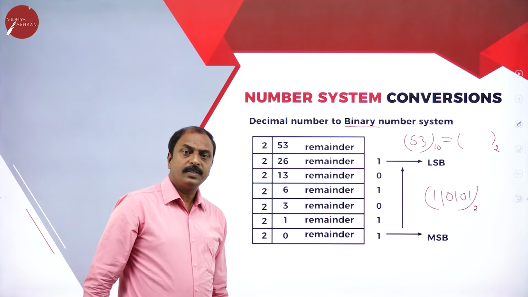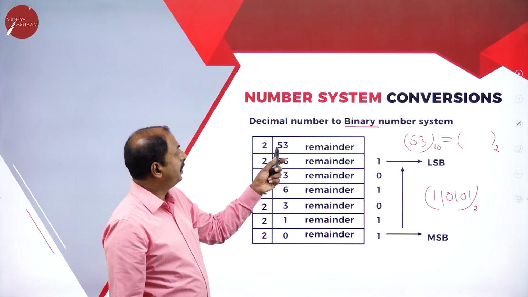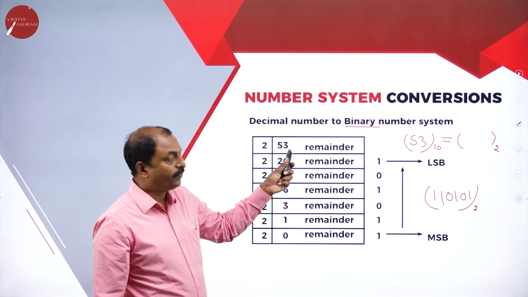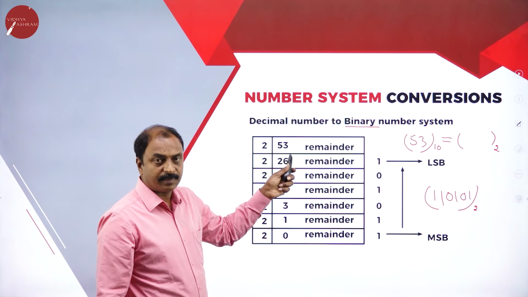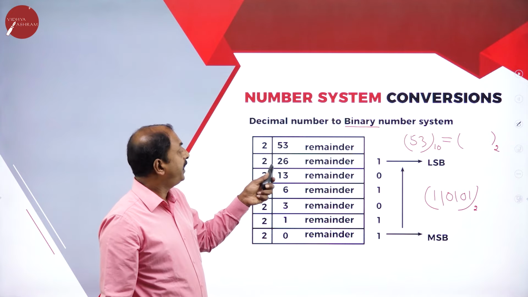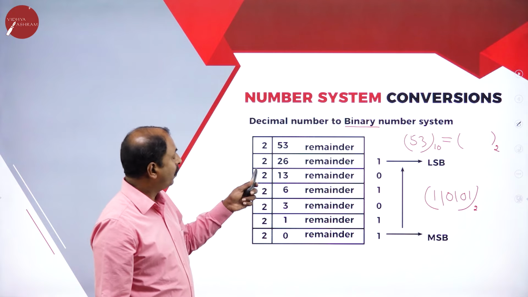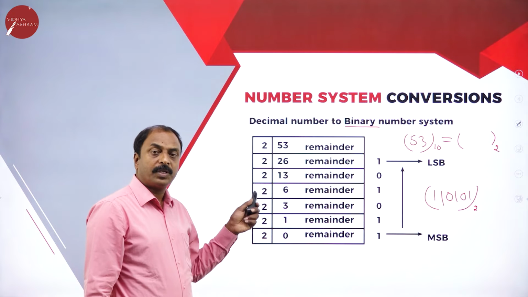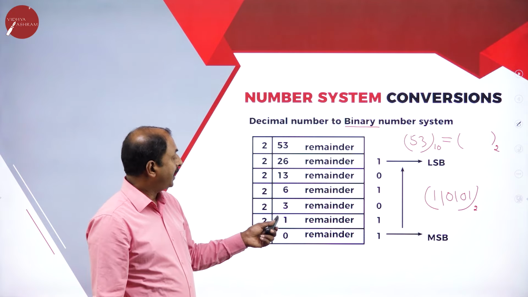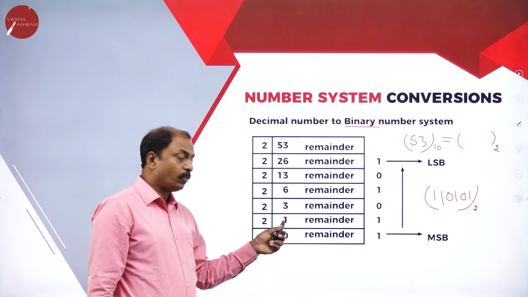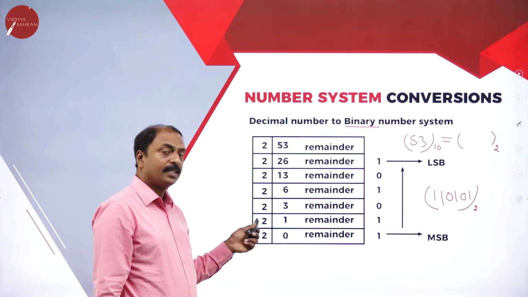I repeat, students: the first method is, the given decimal number is 53, keep dividing this number by 2, and at each step, we have to store the remainder. And we have to keep dividing as long as the quotient is not less than 2.